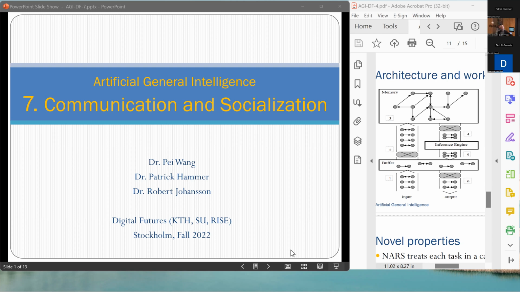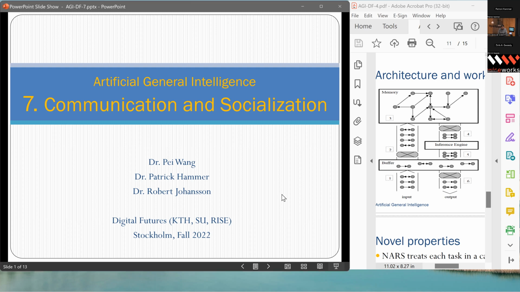We will now start the next AGI lecture, which this time is about communication and socialization of AGI systems. By this time we have basically very briefly introduced all the major components of the NARS system. Today, let's try to put things together.